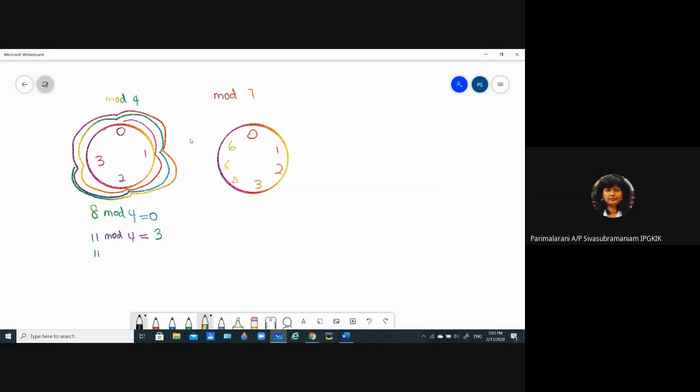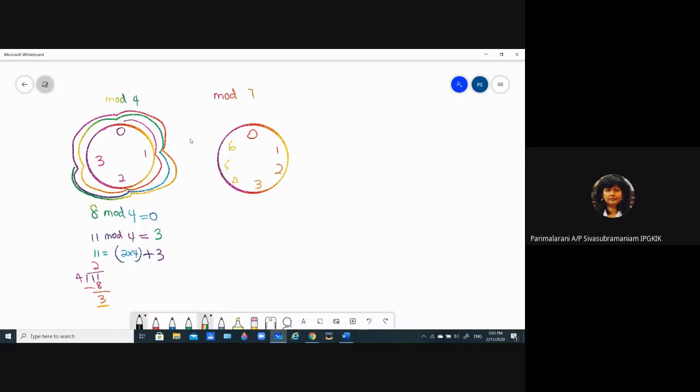Why? Because 11 is equal to 2 multiples of 4 plus 3. So 11 divided by 4 is 2, that's 8, remainder 3. So we write the remainder, not the quotient. We always write the remainder. When you do modular arithmetic, you are only interested in the remainders. So 11 mod 4 is 3.